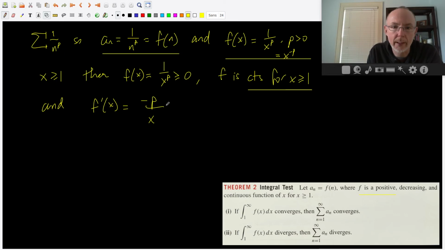So negative p comes down. I reduce the power by 1. And so this becomes a bigger power when I put it back in the denominator, right? So just rearranging that, you can see it looks like that.